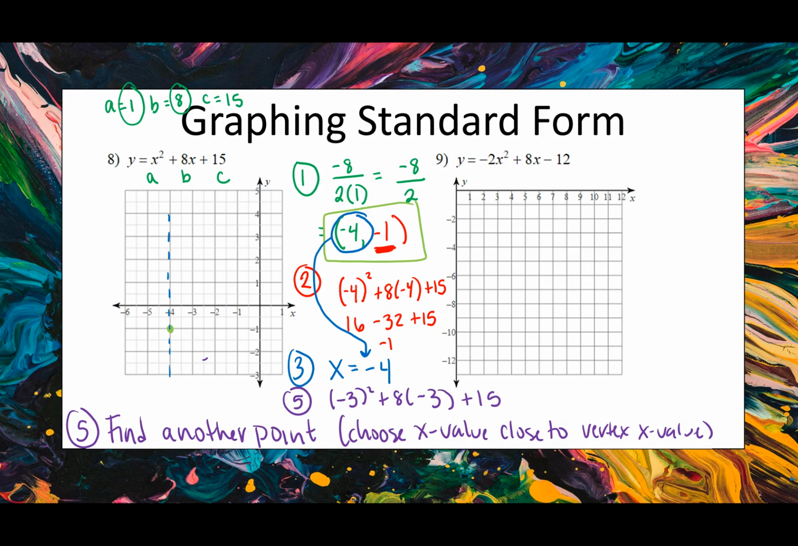I get 0. Okay, so what does that mean? That means I have the point (-3, 0), because -3 is the value I plugged in, comma 0. So that's right here.